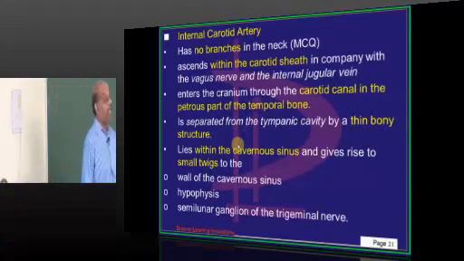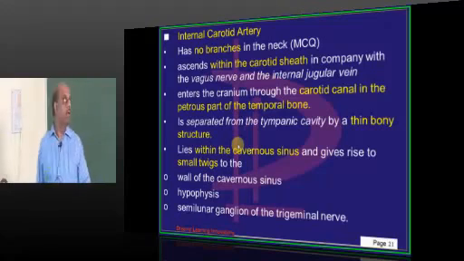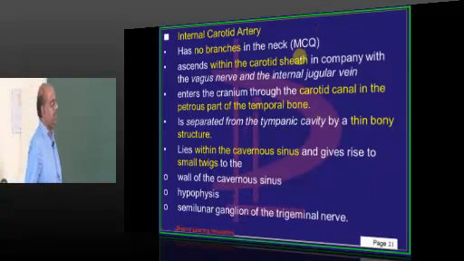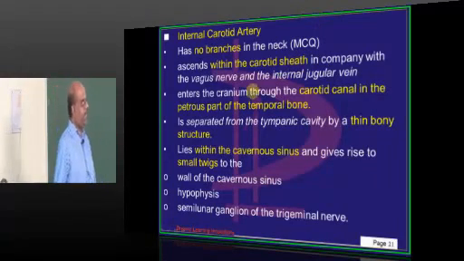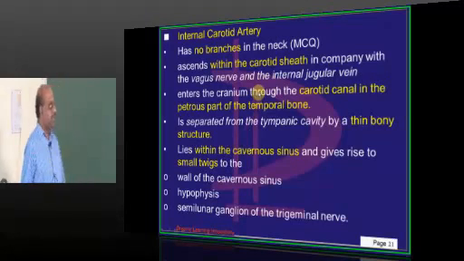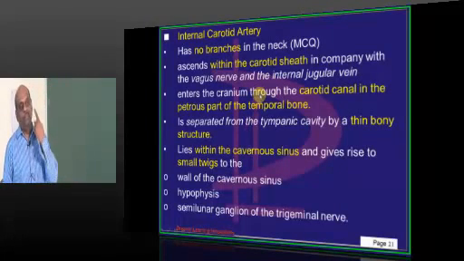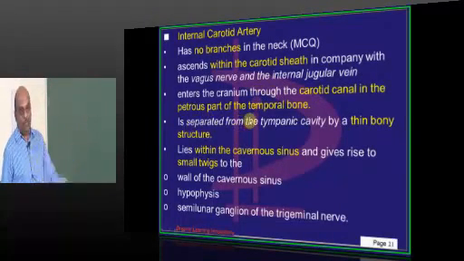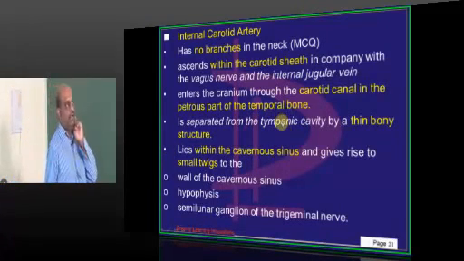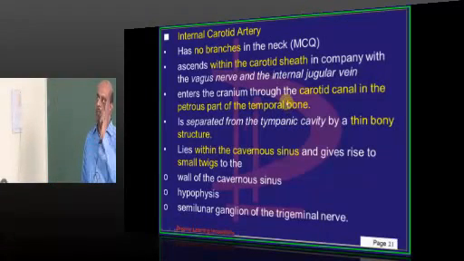Now, internal carotid. It has no branches in the neck, and it ascends in the carotid sheath along with the vagus and internal jugular, and it enters the carotid canal in the petrous part of the temporal bone. And typically the carotid, when it is passing, has a relationship with the tympanic cavity. You still remember the first class in ENT anatomy we had, no?